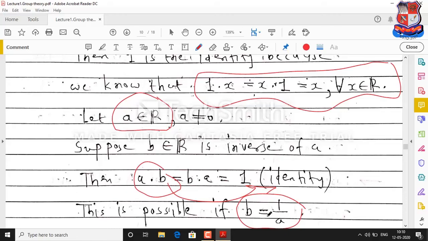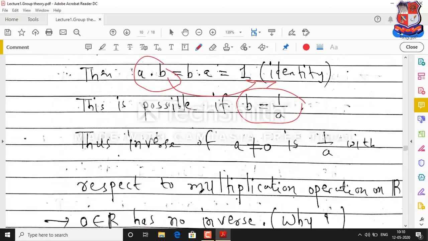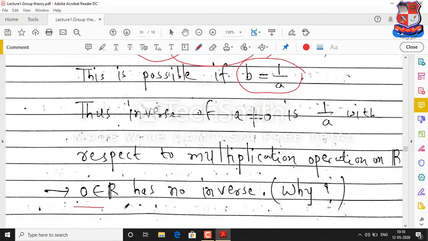Now what if A equal to 0? If A equal to 0, then you have to find B in such a way that 0 into B equal to B into 0 must be equal to 1. So it is impossible. 0 into B is going to be 0, and 0 equal to 1 is not possible. Okay, so therefore the 0 element has no inverse with respect to multiplication.